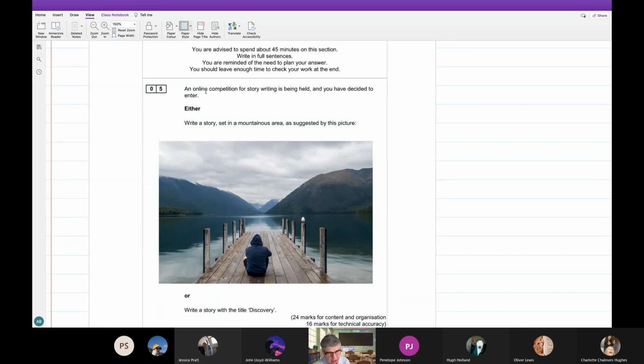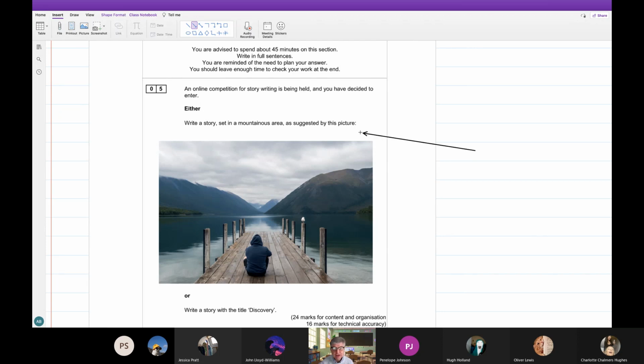It always starts with this: an online competition for story writing is being held, and you have decided to enter, or it'll say your school is holding a writing competition and you are entering. It's always that kind of concept that goes with this question. And as you can see here, you've got a story that could be here. The interesting thing is, notice that it says you should write a story that is suggested by the picture. So again, you can use that as a launch pad.